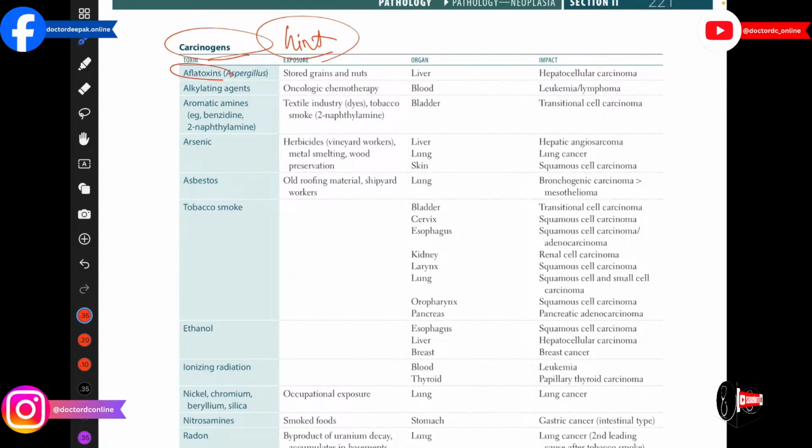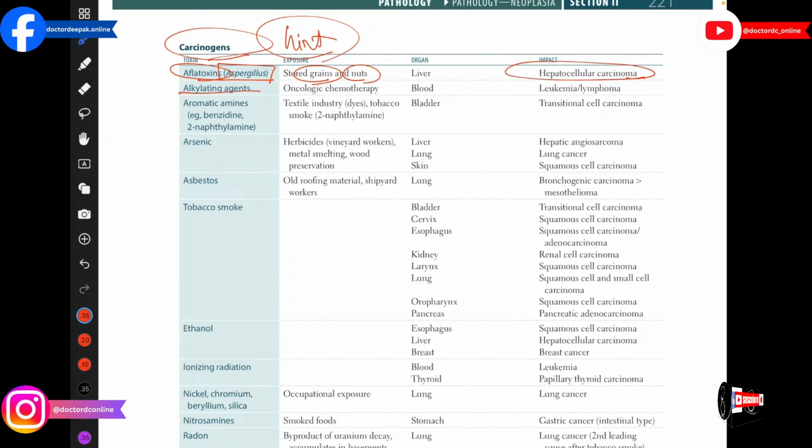First is the aflatoxins. Aflatoxins are due to Aspergillus. Aspergillus grows on nuts and grains that you eat raw, and these Aspergillus release aflatoxin, which is responsible for hepatocellular carcinoma.